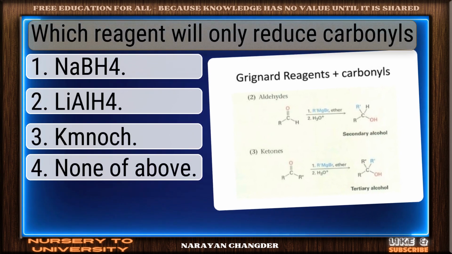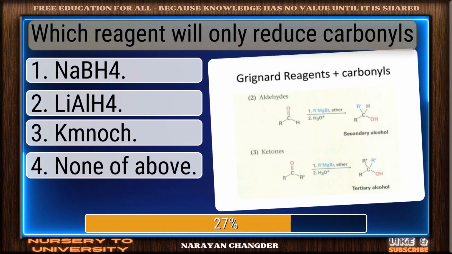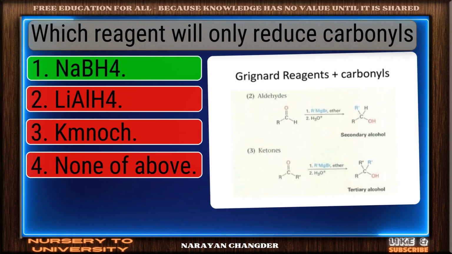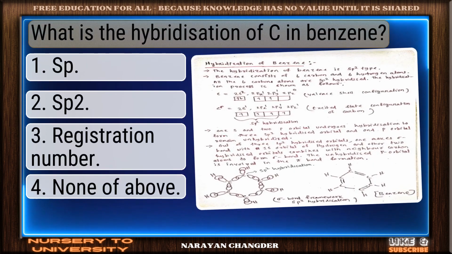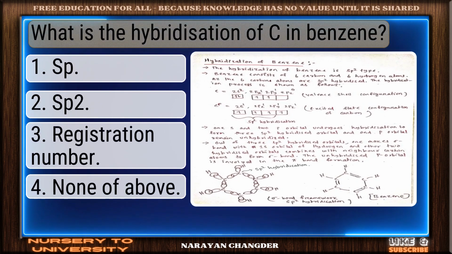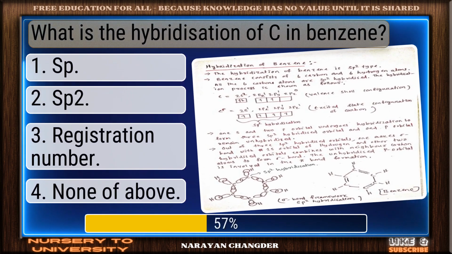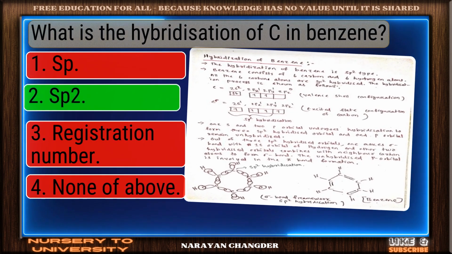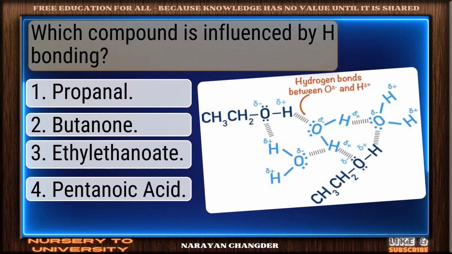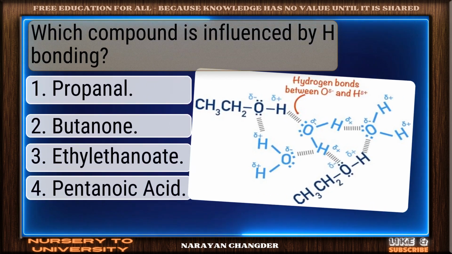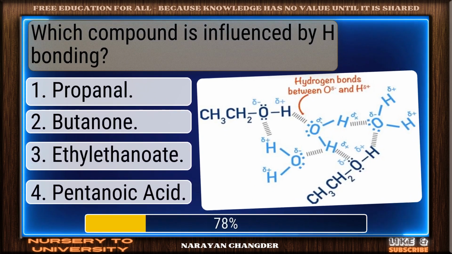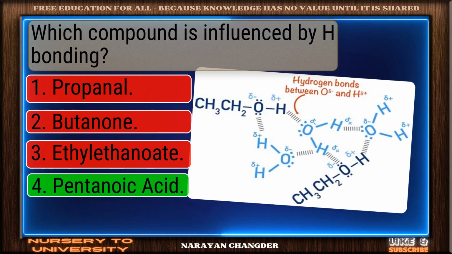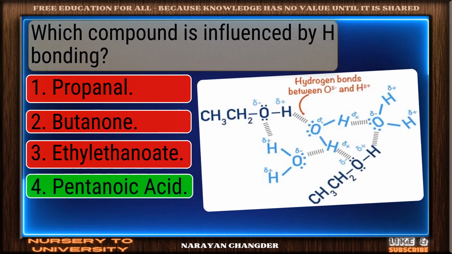Which reagent will only reduce carbonyls? Good thinking. NaBH4 is the right answer. What is the hybridization of C in benzene? Right again. sp2 is a valid answer. Which compound is influenced by H bonding? Great thinking. Pentanoic acid is the right choice.